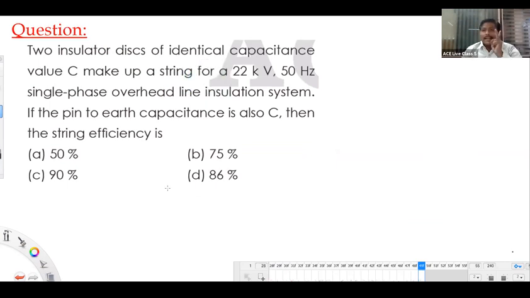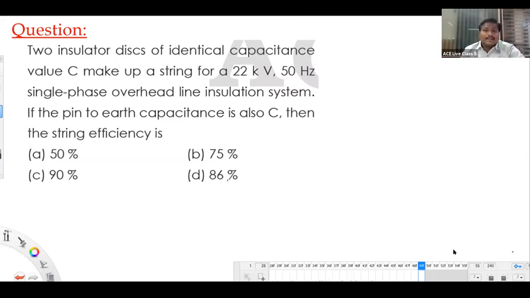Two insulator discs of identical capacitance value C make up a string for a 22 kV, 50 Hz single phase overhead line insulation system. If the pin to earth capacitance is also equal to C, then the string efficiency is how much?